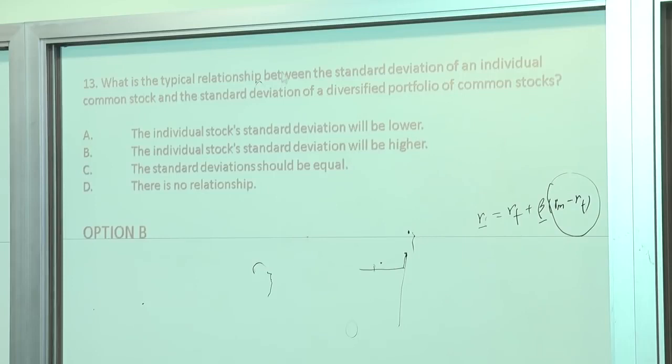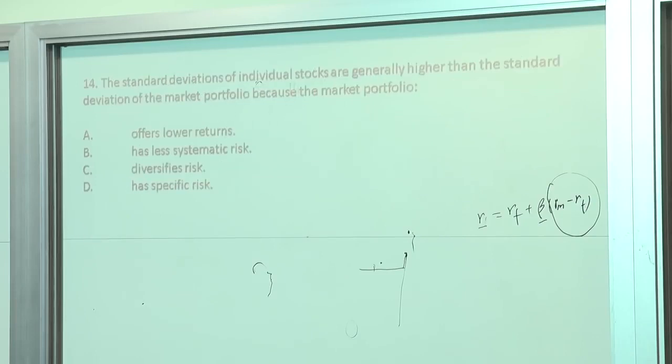This is not a very good question. If this stock is not related to the portfolio at all, then there should not be any relationship, right? If the stock is a part of the portfolio, then its standard deviation should be higher than the standard deviation of the diversified portfolio. I know this is not a good question, it's a blurry description. The standard deviation of individual stocks is generally higher than the standard deviation of the market portfolio because the market portfolio diversifies risk, right?